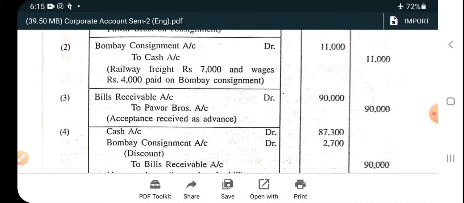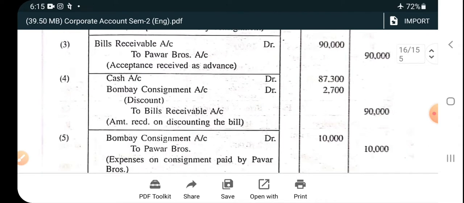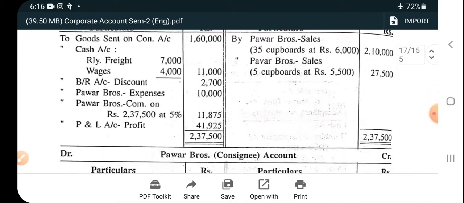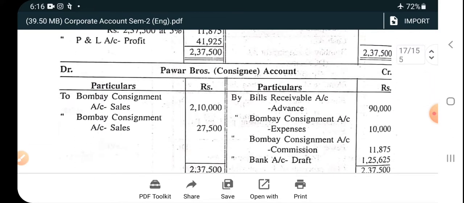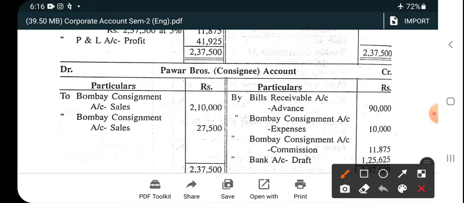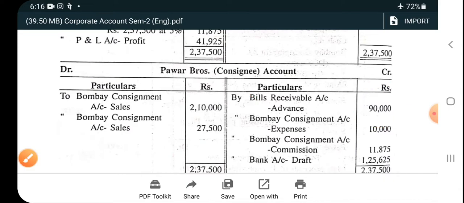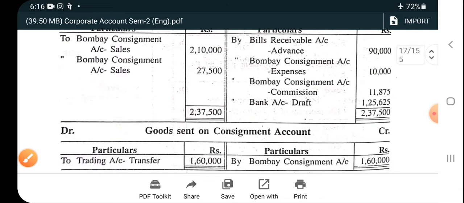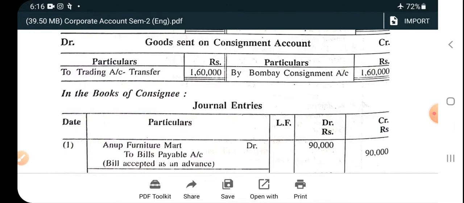So the journal entry is bills receivable account debit to consignee account. Power Brother is the consignee, so it affects the consignee's account only, with one effect. Let us see the consignee's account credit side, the effect of rupees 90,000. We can see the effect of rupees 90,000 by the name of bills receivable account. So only one effect.